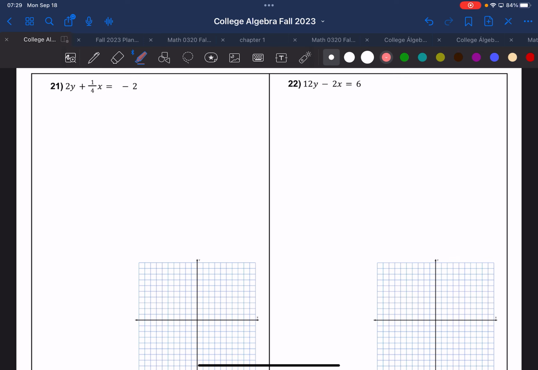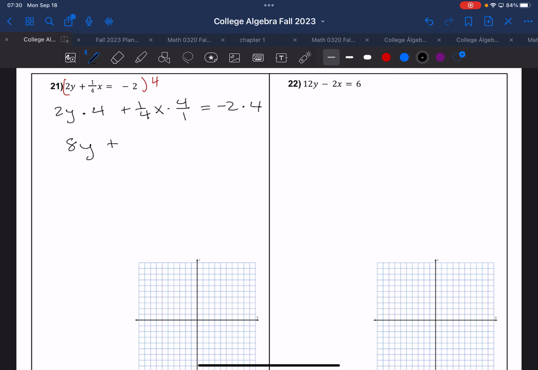Okay, number 21, we have a fraction in there. So in order to get rid of that fraction, I'm going to multiply everything by 4. Perfect. Okay, so that means I have 2y times 4 plus 1/4 x times 4 over 1 equals negative 2 times 4. Simplifying that, I have 8y plus x, because these 4's cancel out, is equal to negative 8.